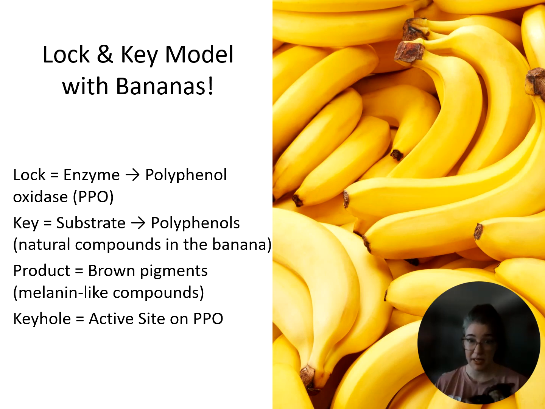So when you cut a banana or when you bruise it, you're changing the cell structure. So the product, what happens when you introduce this key to the lock, is going to be the brown pigments. It's melanin-like compounds, so the same thing that gives your skin color. And the keyhole, your active site, is on that PPO. So that's really where oxygen can bind in, is the best way to think about it for right now, to not go crazy bananas here.